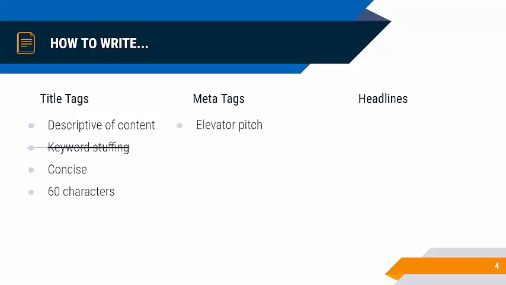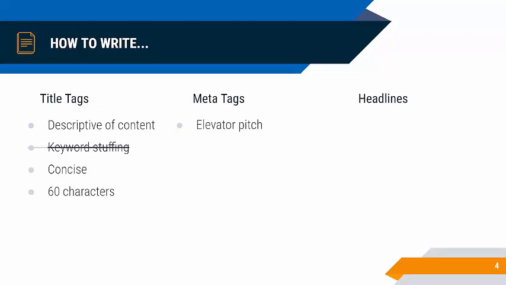So your meta description or your meta tag is, if you use DSS, you know that there's that field to include your meta description. And we really encourage you to use this space because this is your elevator pitch for why somebody should click on your article rather than anybody else's article.